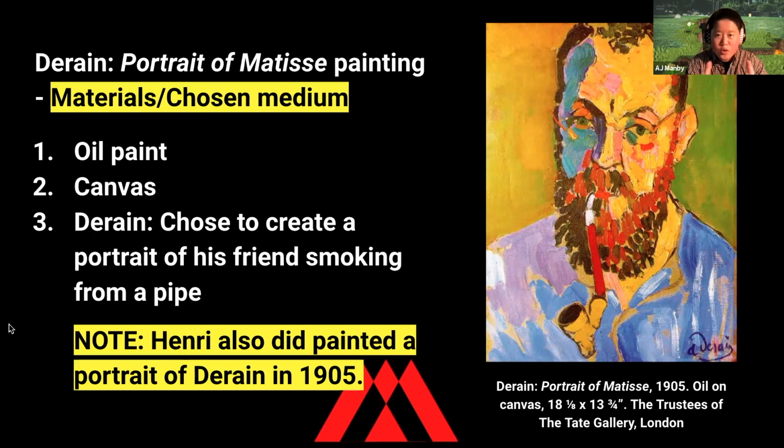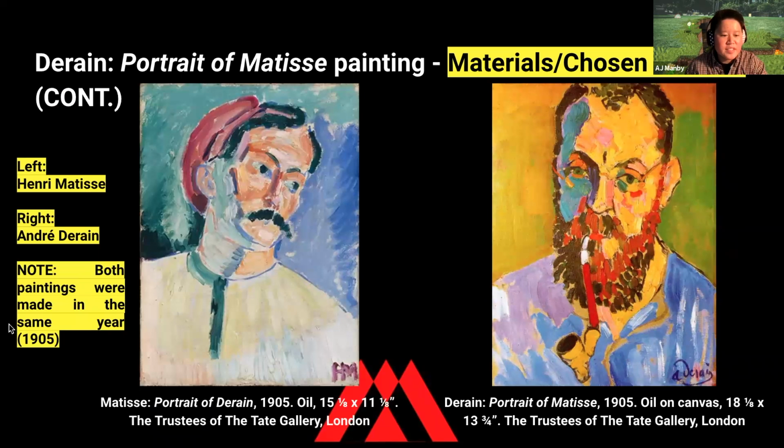So for this painting, oil paint was used on a canvas. And Derain chose to create a portrait of his friend smoking from a pipe. Also note, this is really important, Henri also painted a portrait of Derain in 1905, which I will show you in the next slide. So on the left is Matisse's portrait of Derain, and on the right, Derain made a portrait of Matisse. They both made a portrait of each other, and they were both made in 1905. I also included that note on the very left, just in case you didn't see that part. And it's very interesting because both of them use very fantastical colors because they're both a part of the Fauvism movement. So they didn't really use realistic colors that you would see in reality.